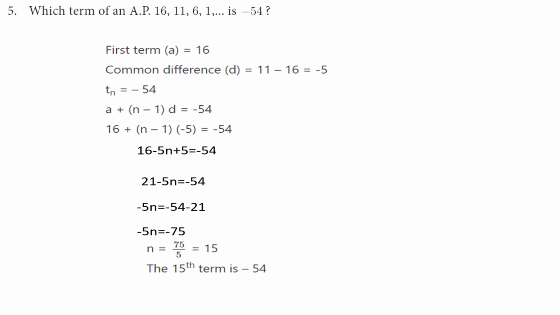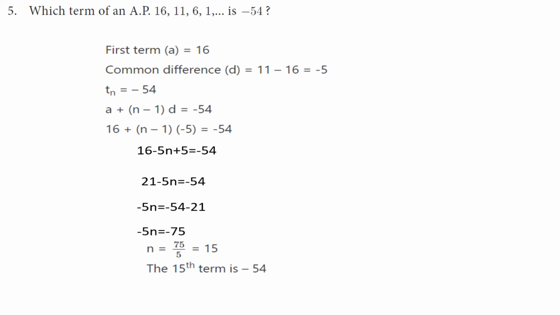So the formula is A plus n minus 1 into D equals minus 54. Substitute A and D: 16 plus n minus 1 into minus 5 equals minus 54. 16 plus n into minus 5, minus 5n, minus 1 into minus 5, plus 5 equals minus 54. 16 plus 5, 21, minus 5n equals minus 54. Grouping like terms, so minus 5n equals minus 54.